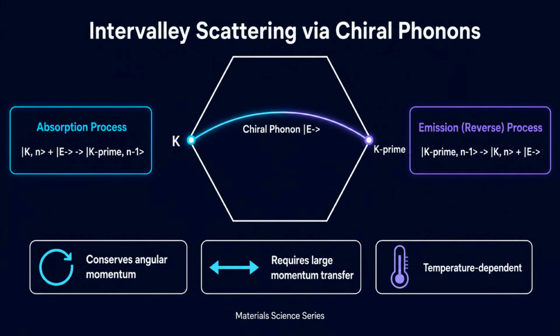Intervalley scattering provides a key mechanism for chiral phonon involvement in transport. A carrier at valley K with N phonons can absorb an E- phonon to scatter to K' with N-1 phonons. The reverse process is also possible. These scattering events conserve angular momentum and require large momentum transfer, making them temperature-dependent.